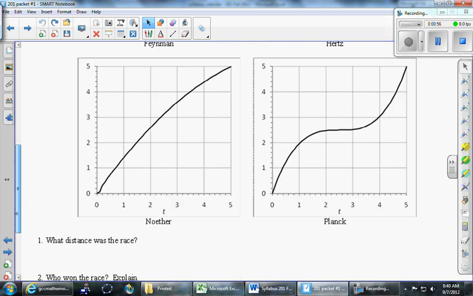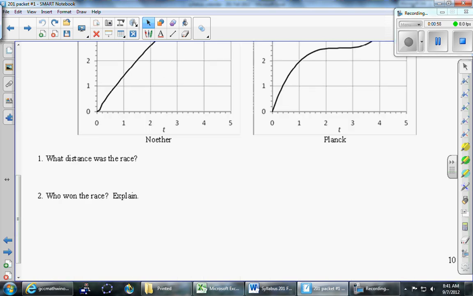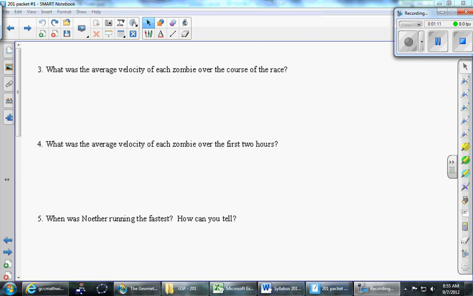So there are a whole slew of questions, a couple at the bottom and a bunch on the next page. So work with each other. If you get stuck, raise a flag and I'll come over and help if I can. We'll spend about 15 minutes, but see if you can get through everything on this page and the next. So before we talk about the zombie race, which I know you're dying to do, thank you.